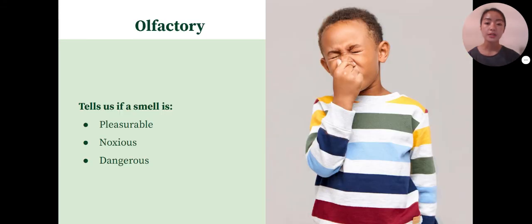Now we have the olfactory system, or sense of smell. This system is developed in utero and is well organized by birth. It tells us if a smell is pleasurable, noxious, or dangerous. It is closely related to the limbic system, which is involved in behavioral and emotional responses, so smells can activate emotions and memories.